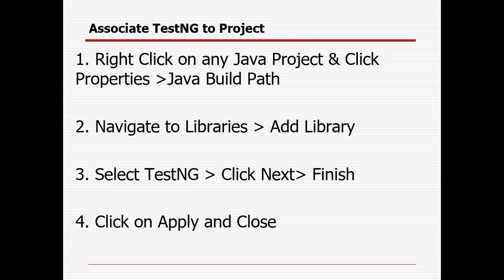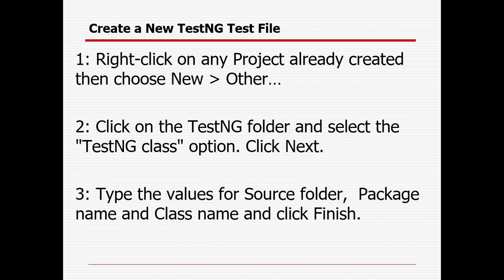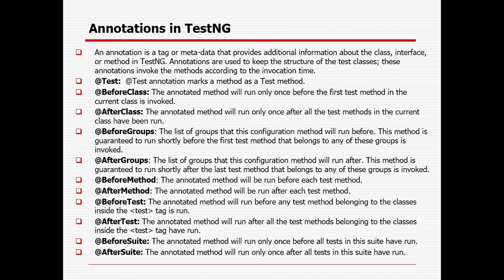So that is the concept of first how you can install TestNG and how you can associate TestNG. Then the main important advantage is there are a lot of annotations available in TestNG, and with the help of annotations we will be calling them and trying to execute our test case based on the annotation. So what is an annotation? An annotation is a tag or metadata that provides additional information about the class, interface or methods in TestNG. Annotations are used to keep the structure of the test cases. This annotation invokes the method according to the invocation time, right?